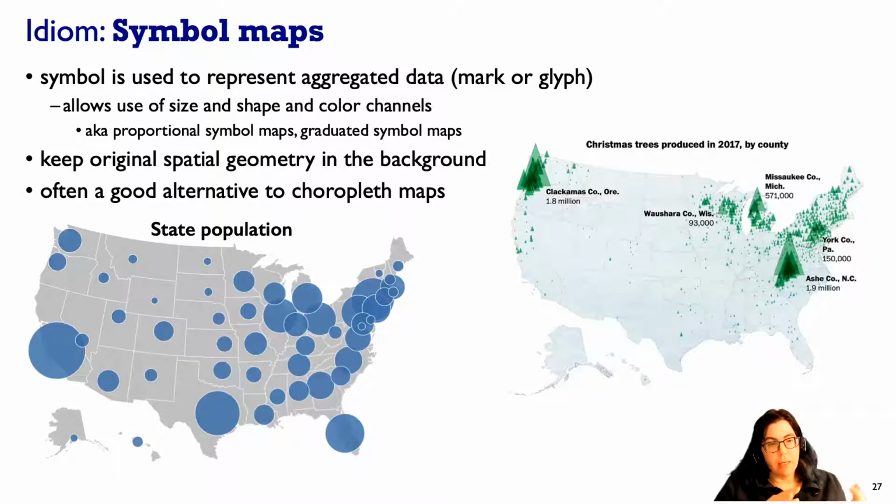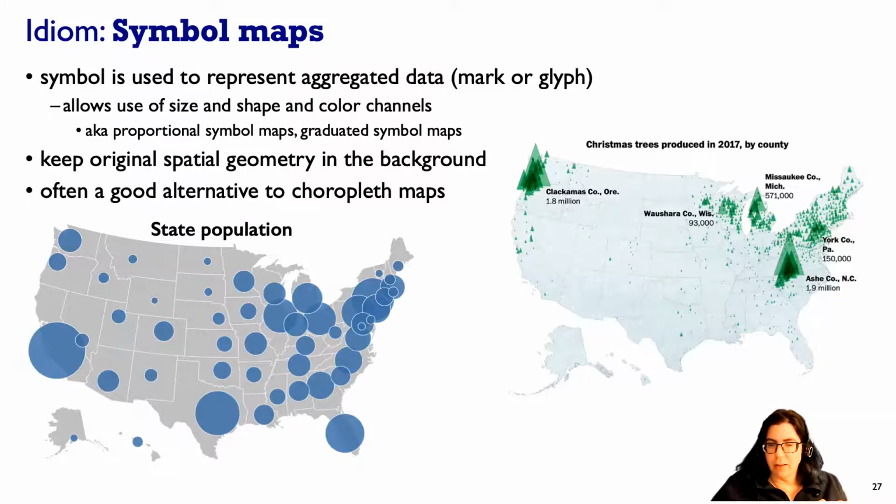And so what do we do? Well, we keep the original spatial geometry in the background, and then instead of color coding the region, that outline, we just add a mark, and then we're able to size code that, or color code that, or both. So these are often a good alternative to choropleths because we don't have that problem where the small regions actually just vanish. We could see here that there's some small New England states, and we're still able to see the circles.